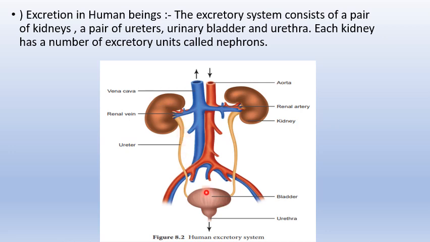Let us move on to another part called the urinary bladder. It is a sac-like structure, as you can see here, that temporarily stores urine until micturition. Micturition is the elimination of urine from the body, an expulsion of urine from the body, and the urine is carried from the bladder through the urethra. These are the major parts of the human excretory system.